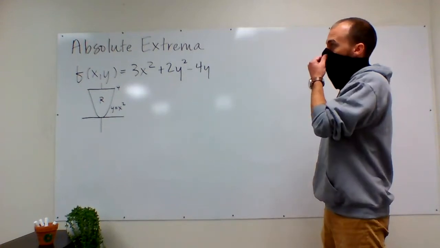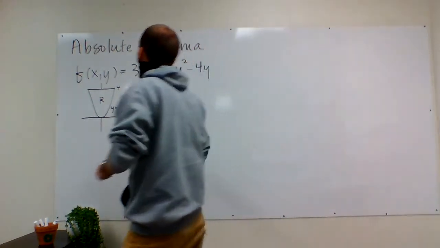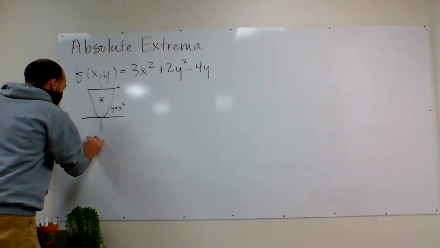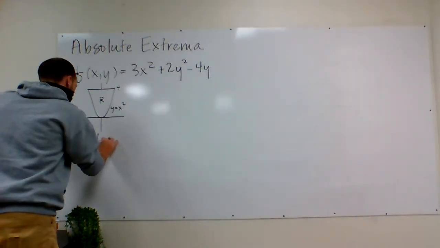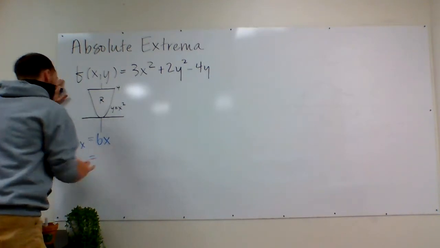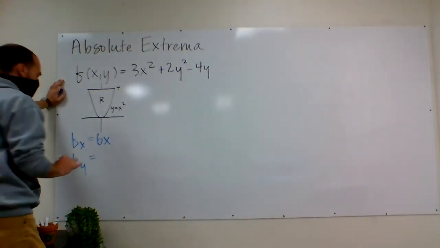What I'm going to need is a list of our critical points. That involves getting the gradient, or just getting all the partials written down. So fx is equal to 6x, and fy is going to be 4y minus 4.